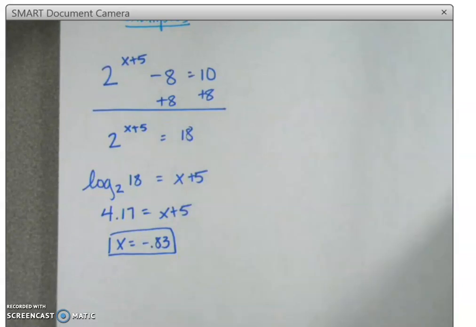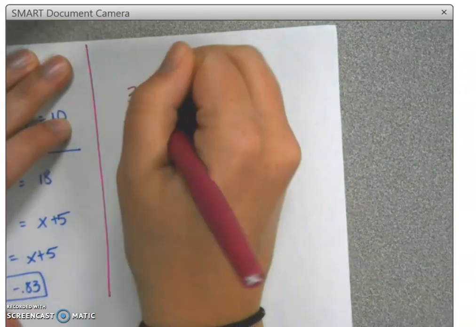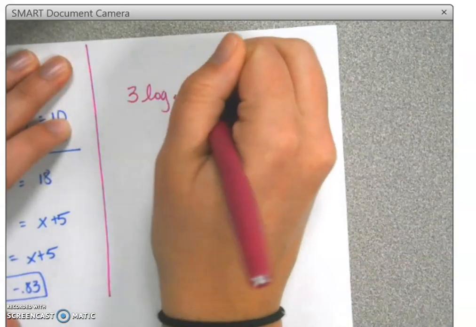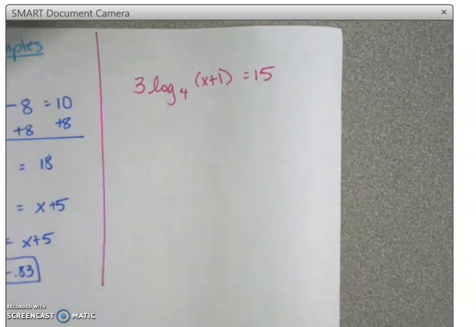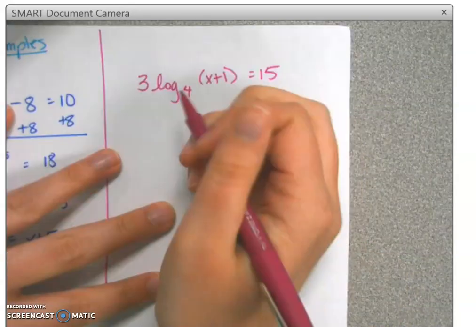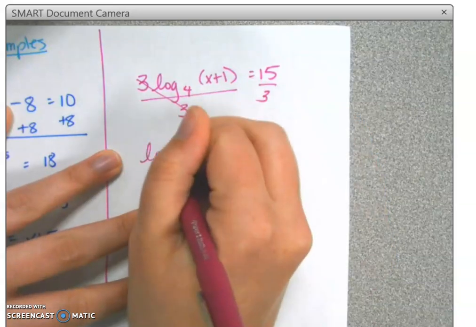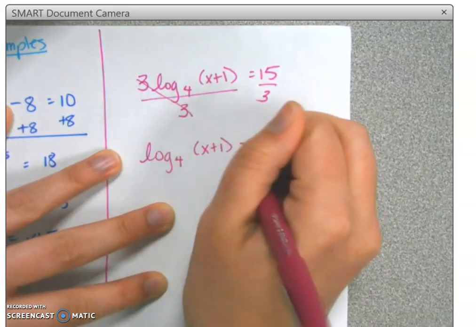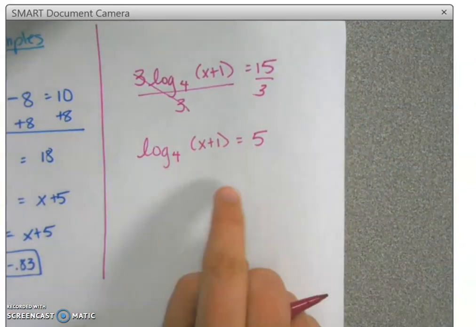Now you may also see problems that start off as logs, so one like this. If we can write exponents as logs, that means we can also write logs as exponents. It goes back and forth. But in order to solve this, I need to get the log by itself. So the first thing I need to do is divide this 3 off. Now that I have the log with just a base and an argument, I can rewrite this as an exponent.